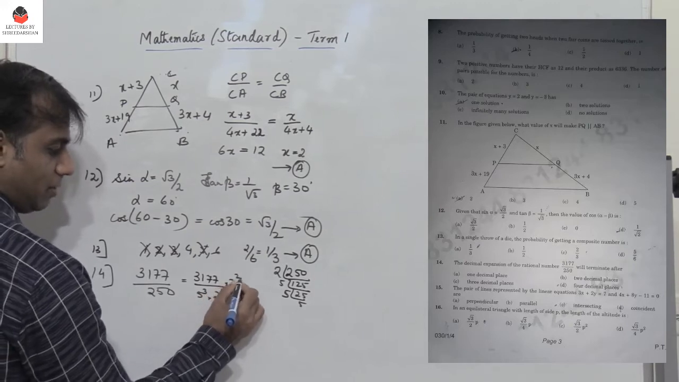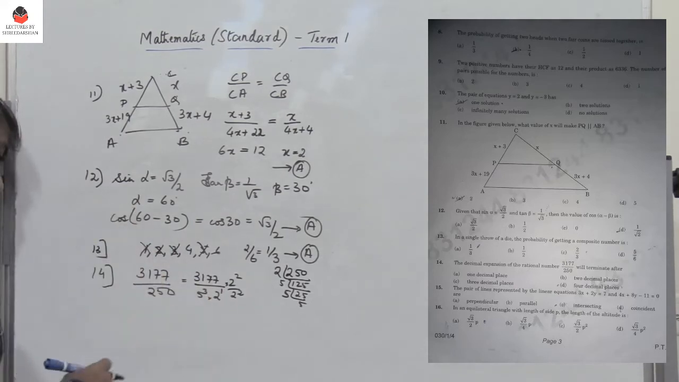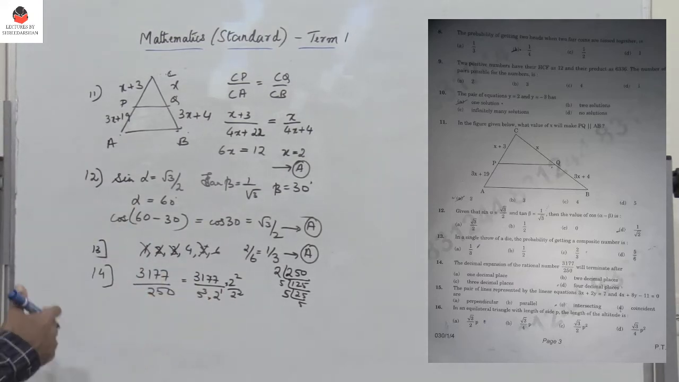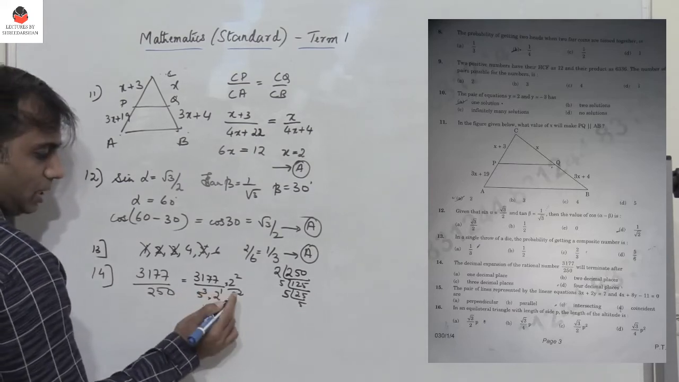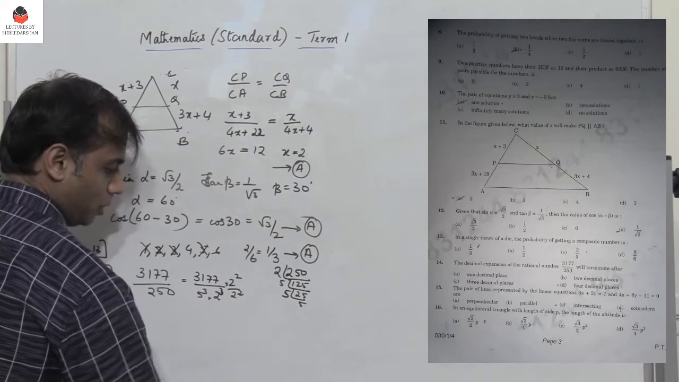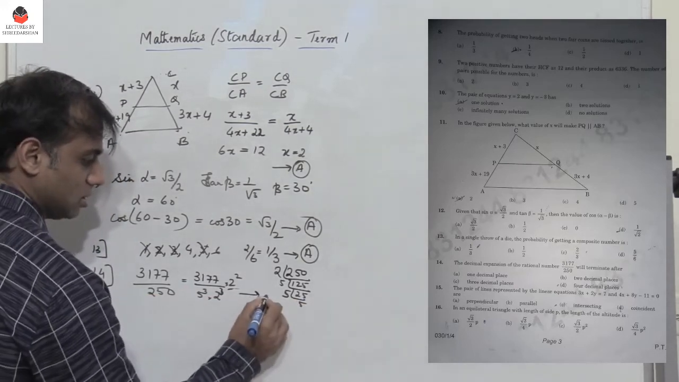So I multiply and divide by 2 square. So you get 2 cube into 5 cube. So definitely it will terminate after 3 decimal places. Because I have 5 cube into 2 cube, it will terminate after 3 decimal places. So the option is C.